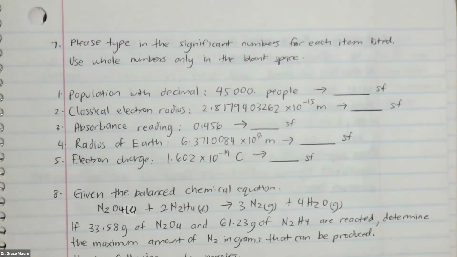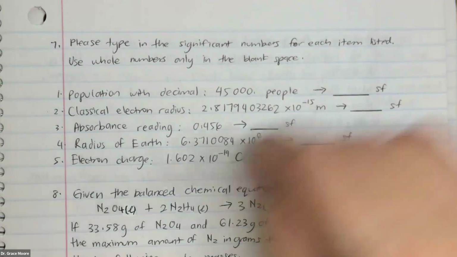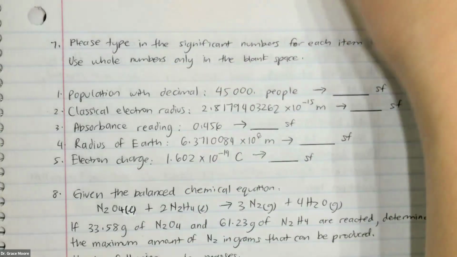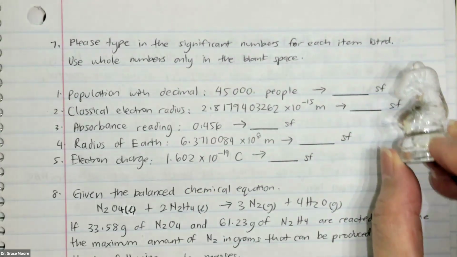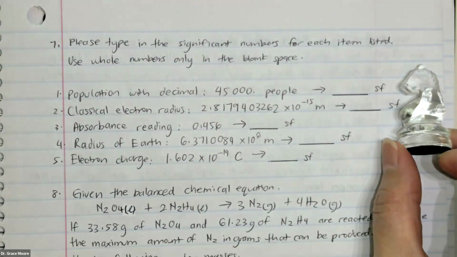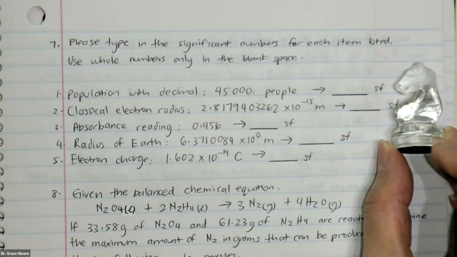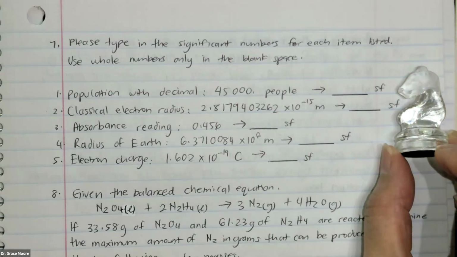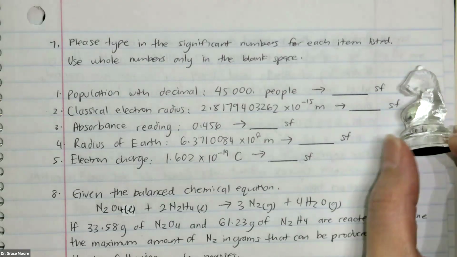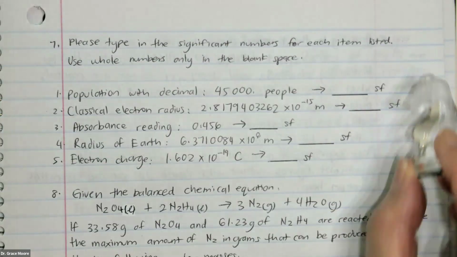All right, let's go to number 7. This is a chess piece, and this is a knight. Notice this is a clear chess piece that's a knight. So this is going to be another question that you're going to need to answer for the Easter egg hunt.